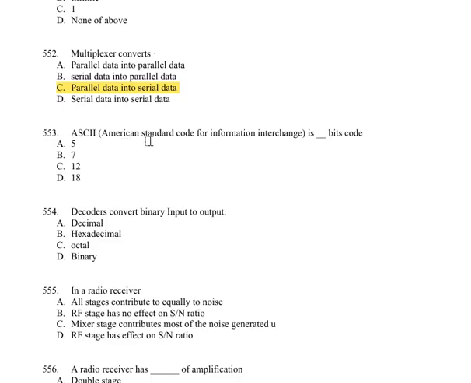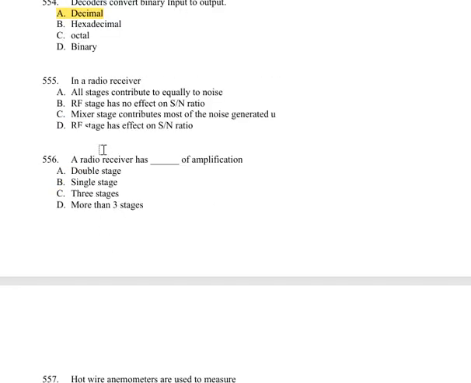ASCII, American Standard Code for Information Interchange, is a 7-bit code. Decoders convert binary input to decimal output. In the radio receiver, the mixer stage contributes most of the noise generated. A radio receiver has amplification of more than 3 stages.